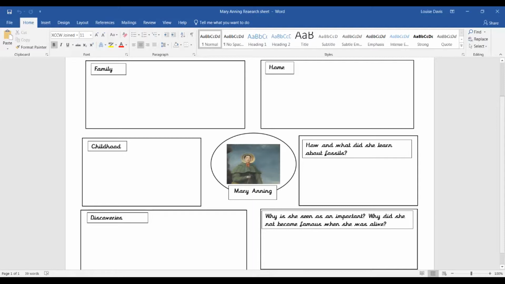If you run out of room in one of your boxes, you could always turn onto the back of the sheet that you printed off, or you could do it in a separate book if you've got somewhere to write your notes down. You will have a lot of information, so make sure that as best you can, you record it down so that we can then use that tomorrow.